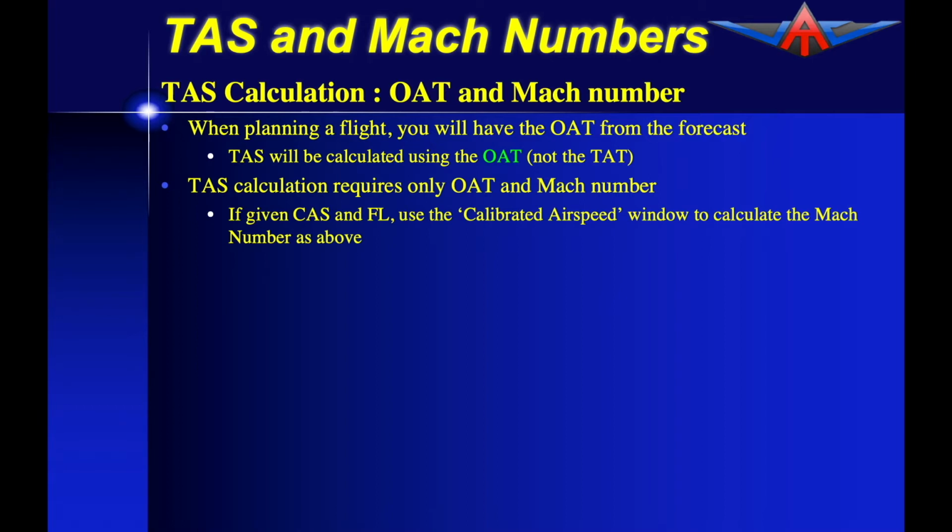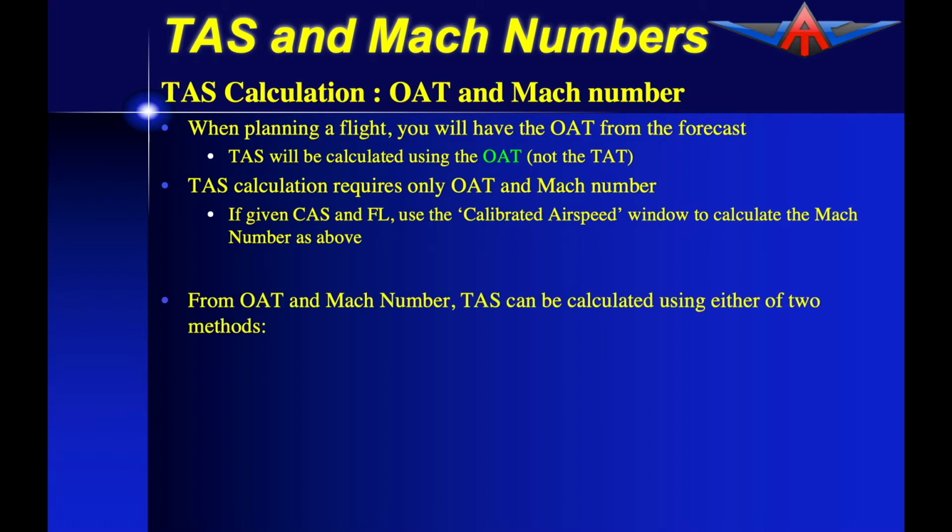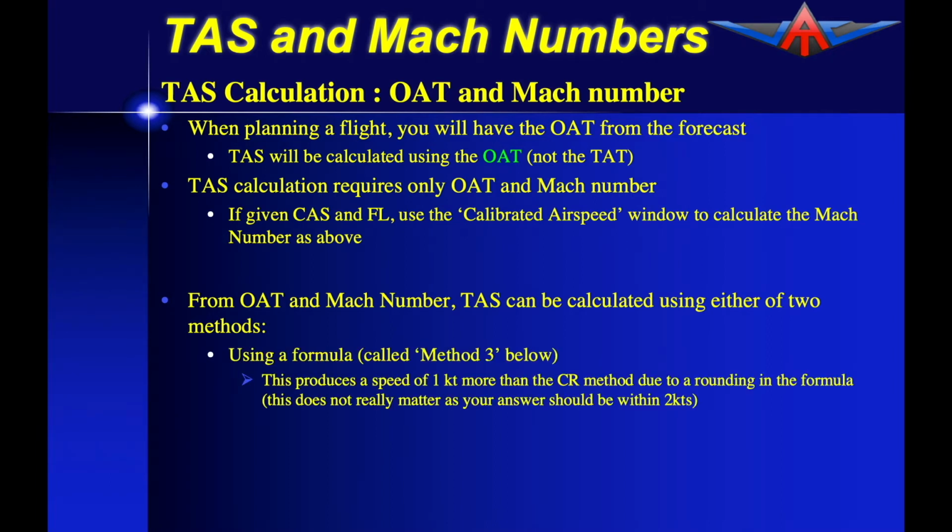If we're given the calibrated airspeed and a flight level, we would then use the calibrated airspeed window on the computer to calculate the Mach number like we have done previously. Using the outside air temperature and Mach number, there are two ways that we could calculate the true airspeed. My preferred method is using the formula, which I'm going to call method 3.